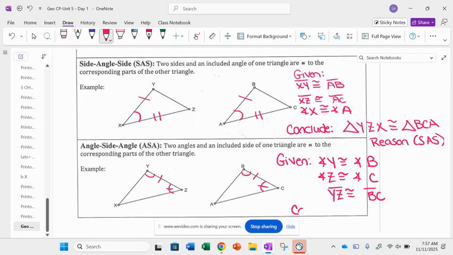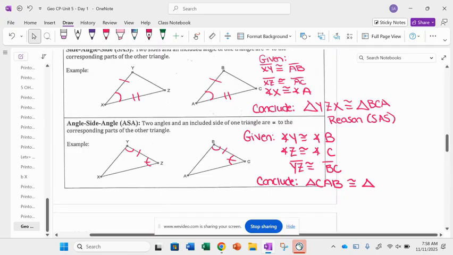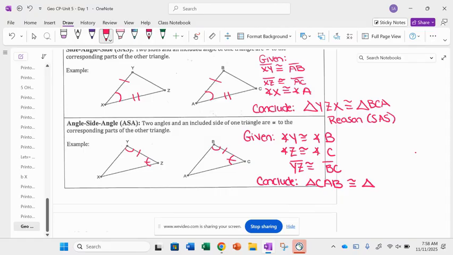And then we can conclude that triangle, I'm going to say CAB. So if I say triangle CAB, Kate, could you tell me how to match up the other triangle? So I said CAB. You got it, ZXY. And the reason would be ASA, angle side angle.